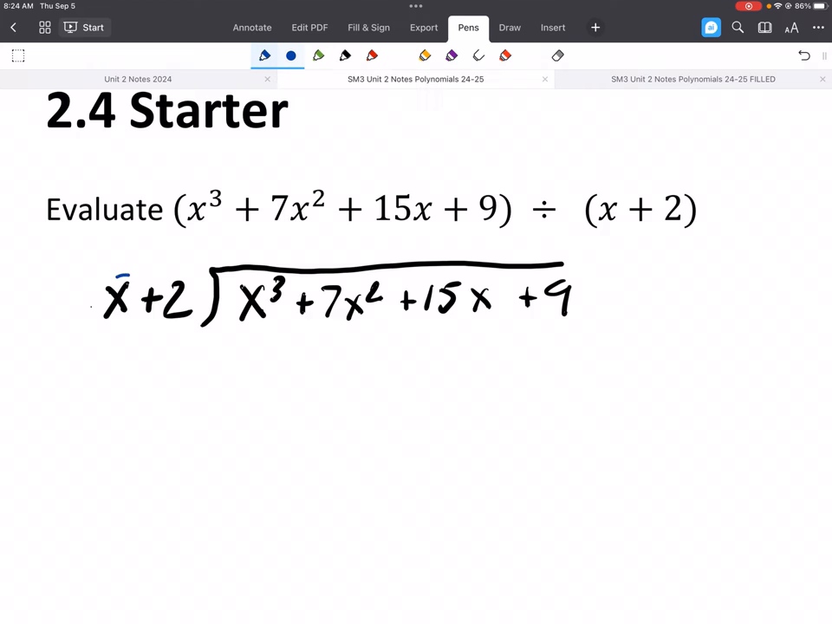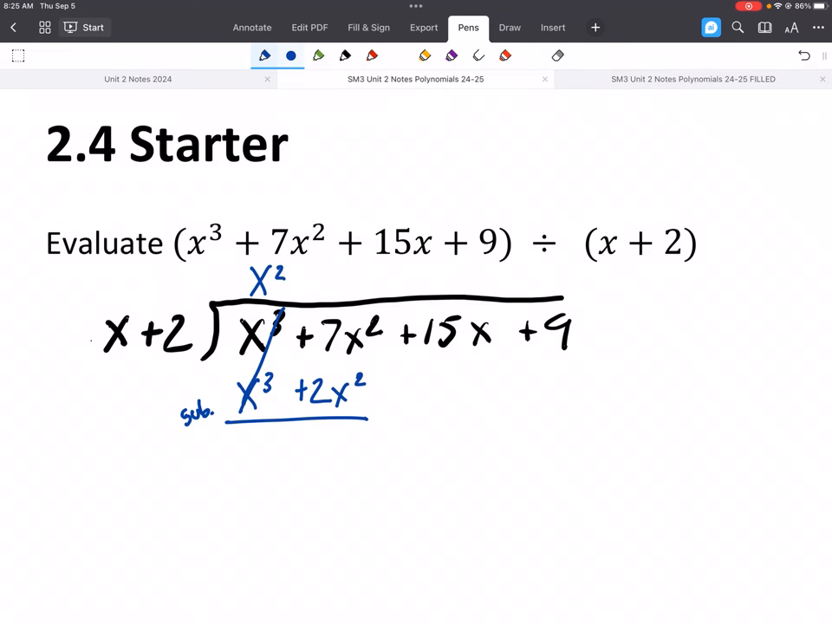So what do we have to multiply x by to give us x to the third? That would be x squared. And so we multiply, and that would give us x to the third. And when we multiply this part, we would get 2x squared. And then just remember that we're always subtracting. So this would end up canceling, and when we subtract 7 minus 2, we'd get 5x squared.